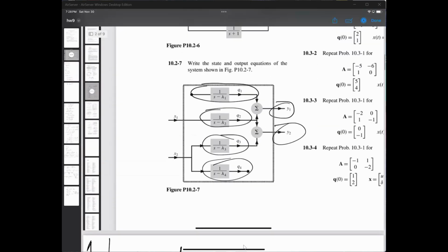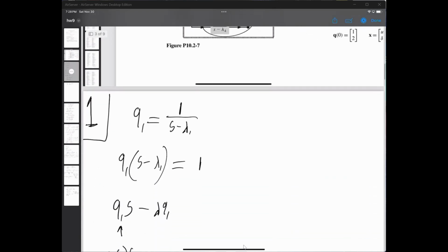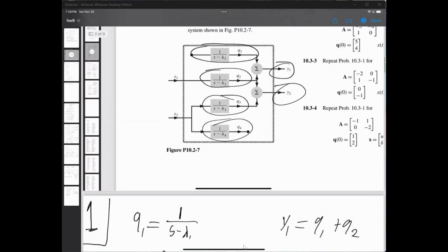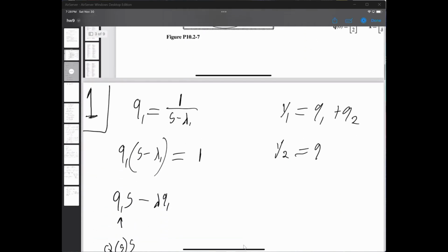And then for the output, I'm going to say that y1 is the summation of q1 and q2, and then y2 is equal to the summation of q2 and q3. And that's how I think you solve number 1. I'm not entirely sure. I will definitely update this problem if it's very wrong from the answers that my teacher posts. But if not, we're going with it.